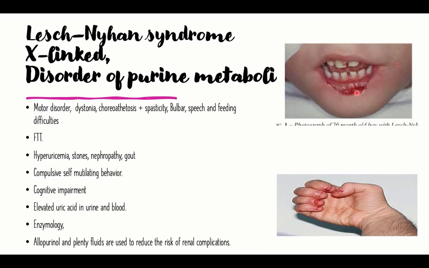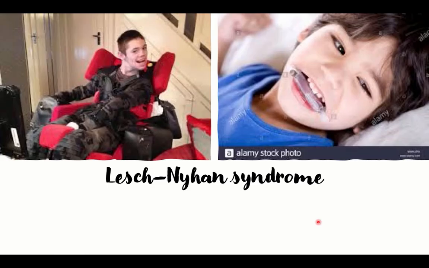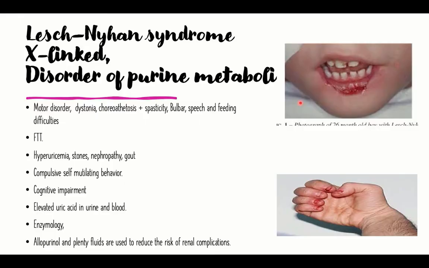They bite their lips like this, bite their fingers like this, and so usually they are restrained to prevent them from injuring themselves. So we need to use special chairs with restraints. Also, they would be restrained in beds, and use these appliances to prevent them from biting their tongues and their lips, to prevent themselves from mutilating themselves. This is compulsive, and this is a hallmark of this disease. They have cognitive impairment, subnormal IQ.